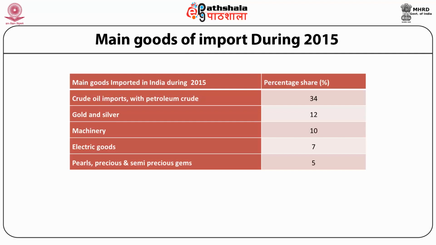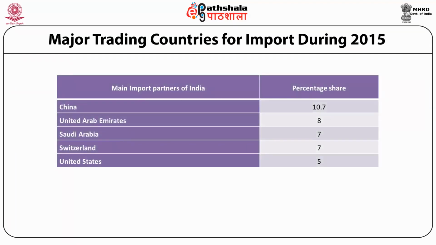Another was gold and silver, which contributes 12% of the total share. Machinery, which contributes toward the 10% of the share. Electronic goods 7%. Pearls, precious and semi-precious jewels contribute to 5%. The major trading countries for import with India during 2015 are China, United Arab Emirates, Saudi Arabia, Switzerland, United States, which contribute 10.7%, 8%, 7%, again 7% with Switzerland and 5% of the total share.